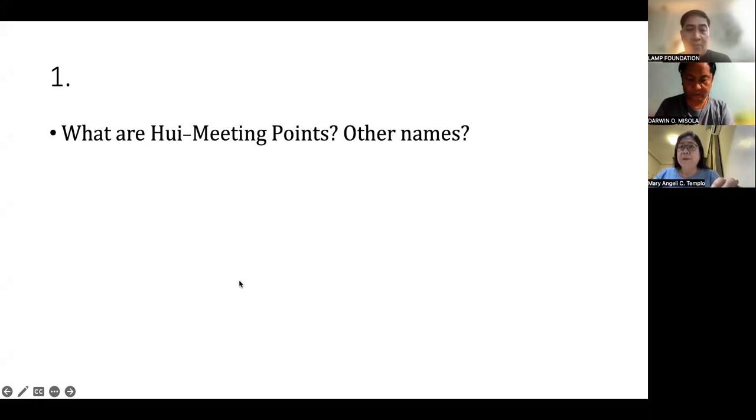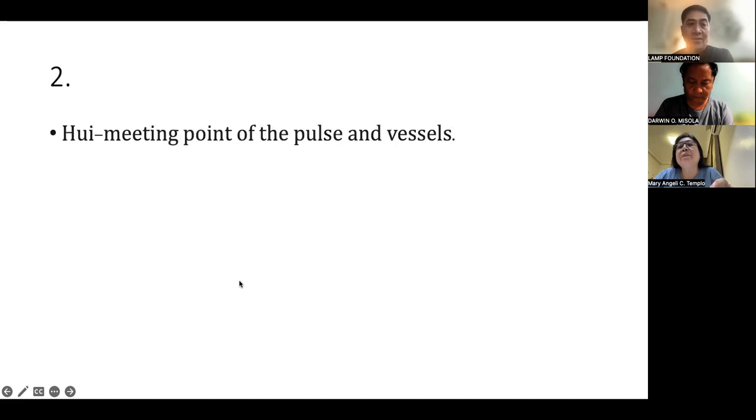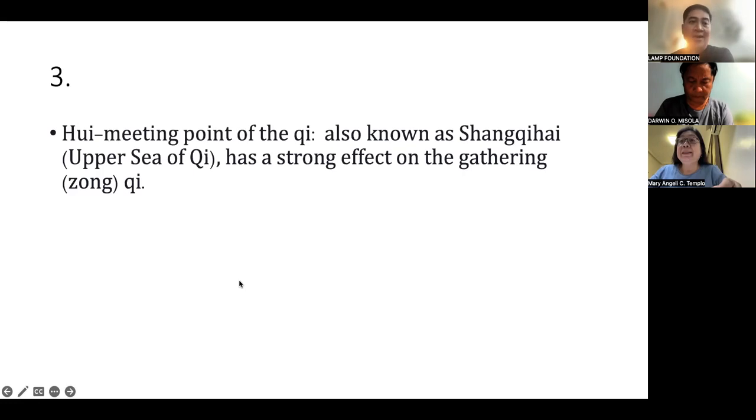So other names, I hope everybody got that. Hui or meeting points are also known as gathering points. They're also known as influential points. They affect a certain type of tissue or a substance throughout the body, and they are used very frequently in the clinic. This is what we should think of, especially if your patient comes in with a bone problem. Doctora, what is the Hui meeting point of the pulse and vessels? Lung 9. Very good.